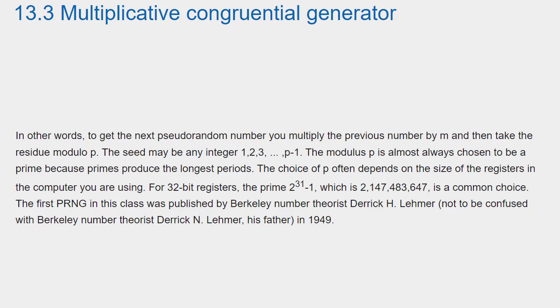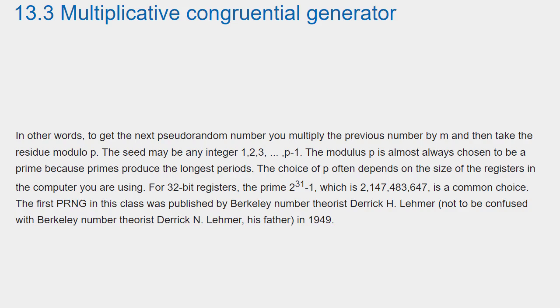The modulus p is almost always chosen to be a prime because primes produce the longest periods. The choice of p often depends on the size of the registers in the computer you are using. For 32-bit registers, the prime 2 to the power 31 minus 1, which is 2,147,483,647, is a common choice.